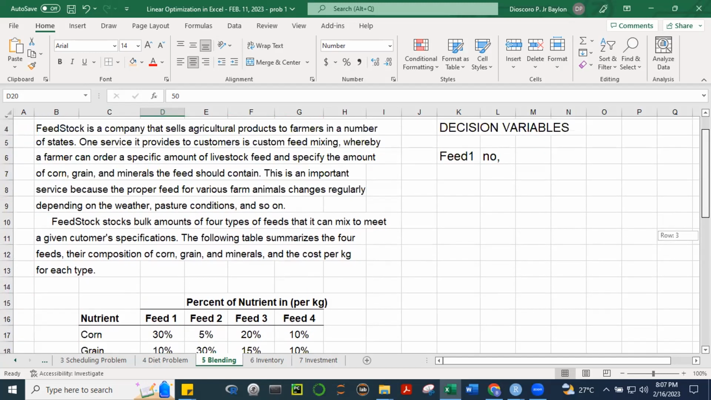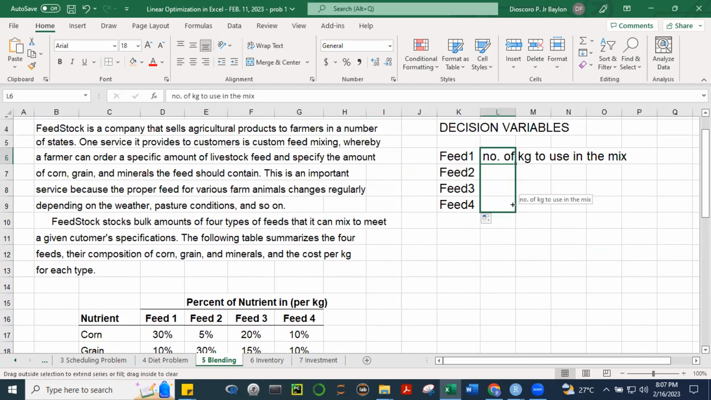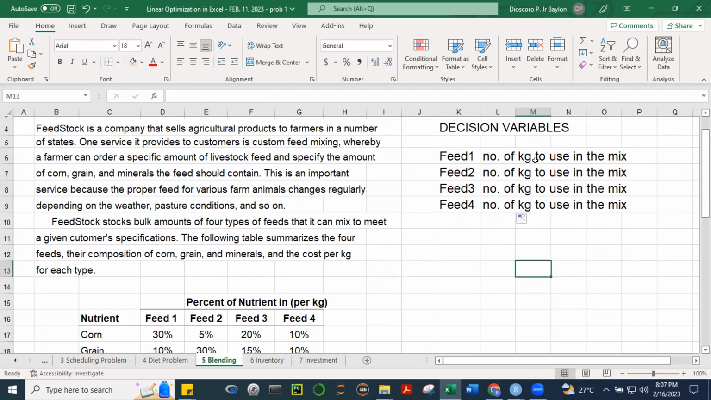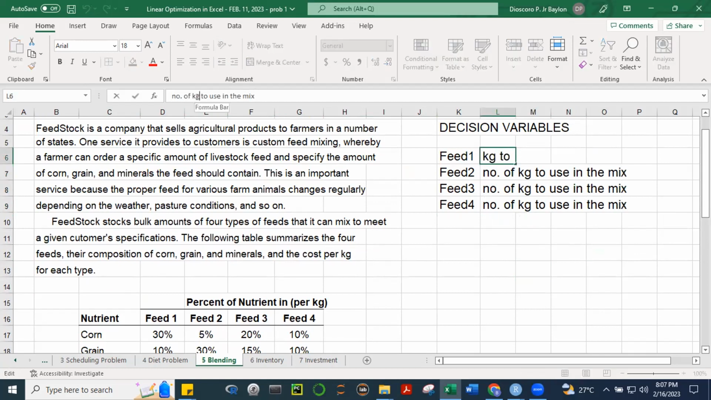All right, so we would like to determine for feed 1 the number of what? The number of kilograms, right? To use in the mix. Because we're going to come up with the mix. Okay, is this clear, Cass? Number of kilograms of feed 1.